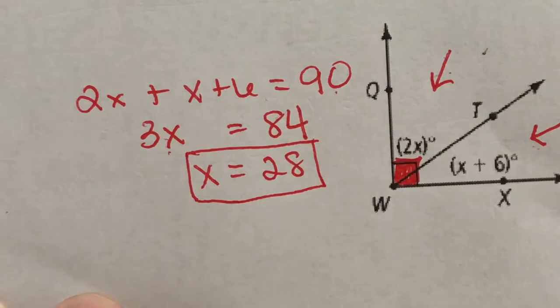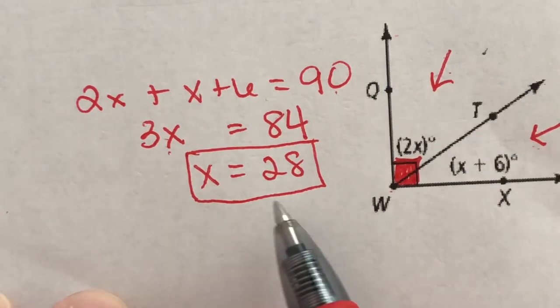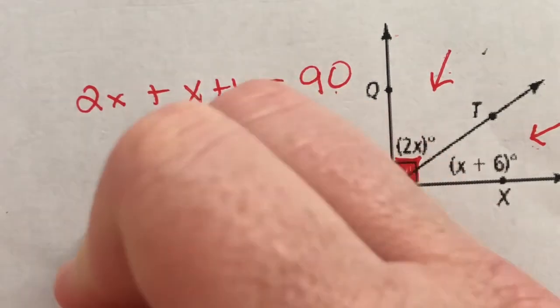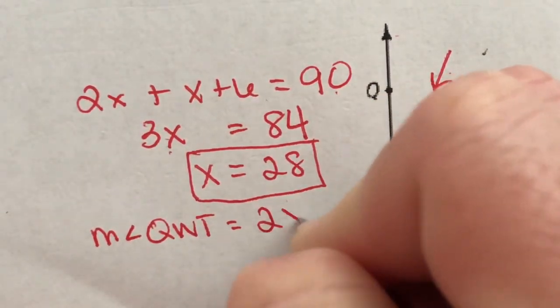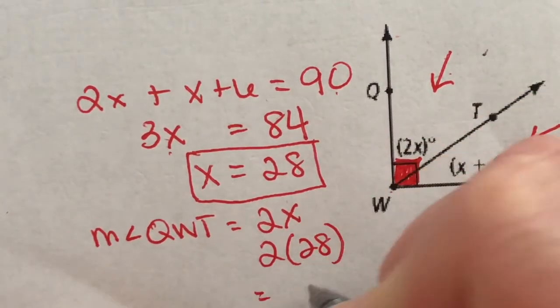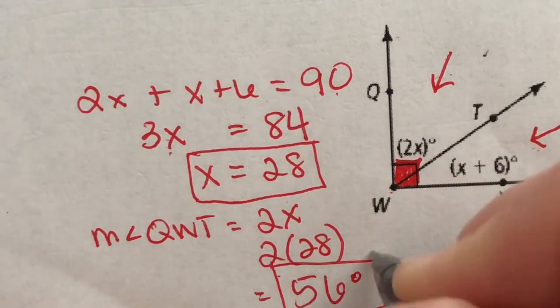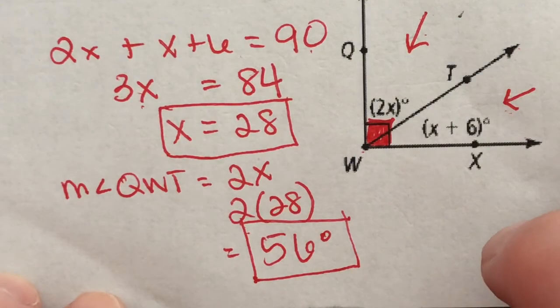All right, so it says to solve for x and the measure of QWT. So this whole angle. Now that I know x is 28, I know the measure of QWT is 2x. So 2 times 28 equals 56 degrees. That's the measure of QWT. Makes sense? Easy peasy lemon squeezy.